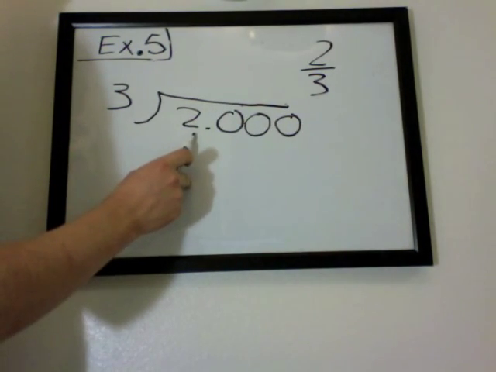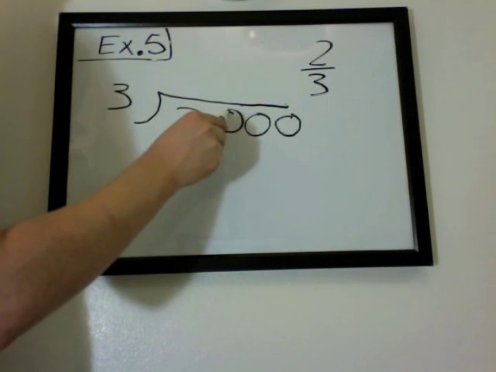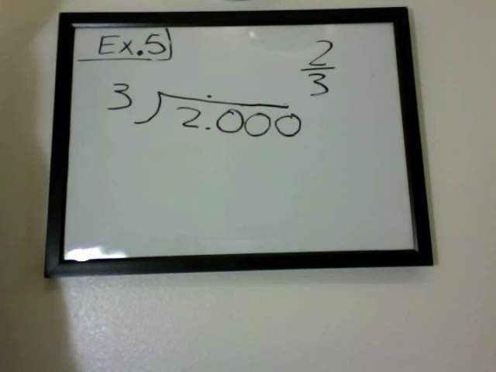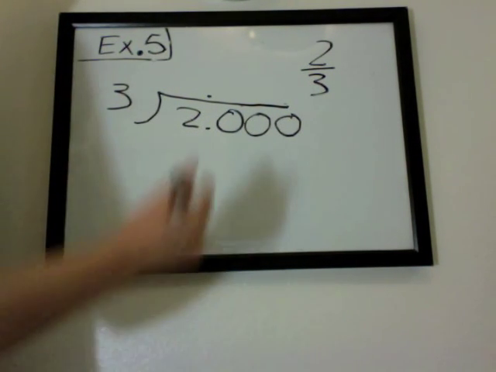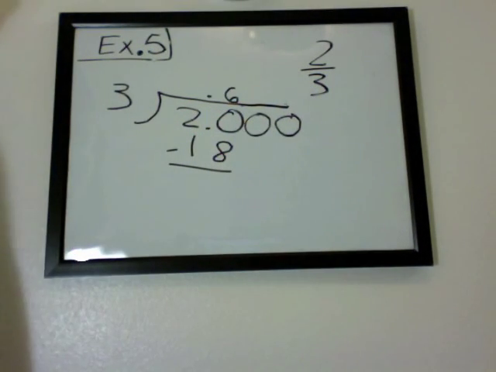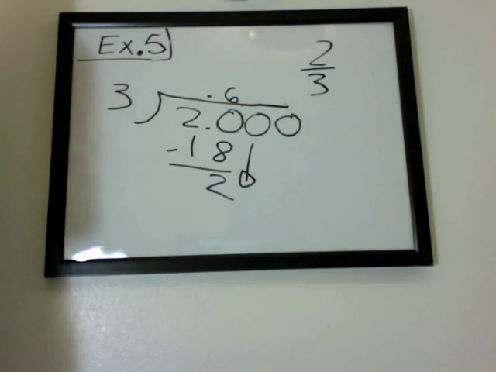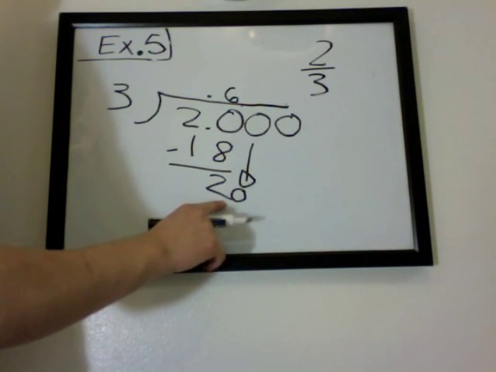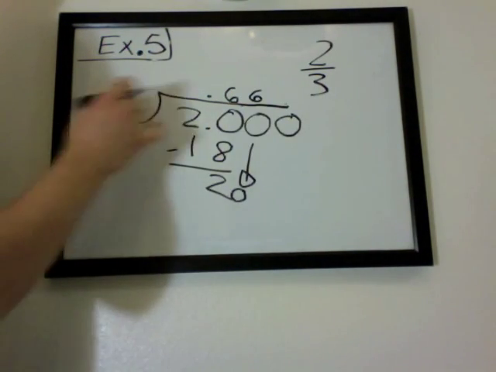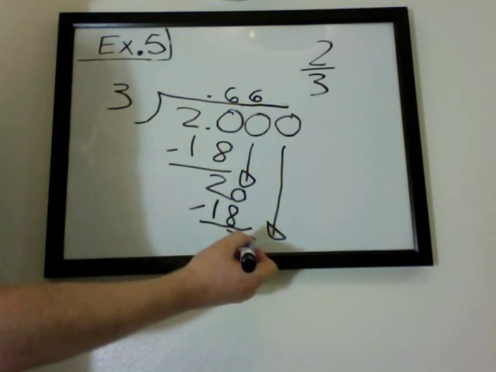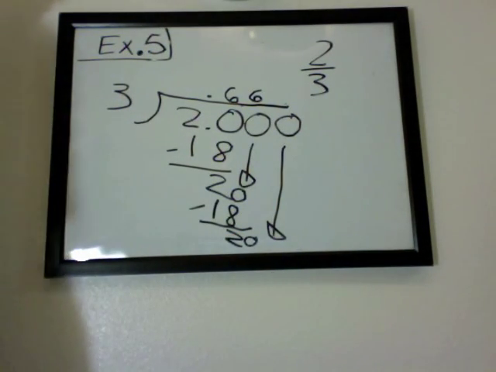Since 3 cannot go into 2, we have to ask, how many times can 3 go into 20? Remember to add the decimal at the top. The closest number I can think of that 3 can go into 20 is 6. 3 times 6, 18. Subtract the two of them, you're left with 2. Bring down the 0, and you're left with 20 again. We just did this one. Our answer was 6. We already did this, it's 6.